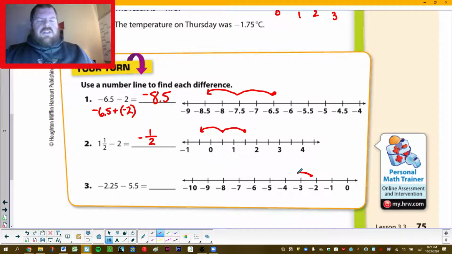So I'm going to move just past the 3 for 1, 2, 3, 4, 5, and then I need to move a half. And I was at -7.25. And I want to move 0.5 at the end. That's not going to take me to 8. It's going to take me to -7.75. And that's what we get there.